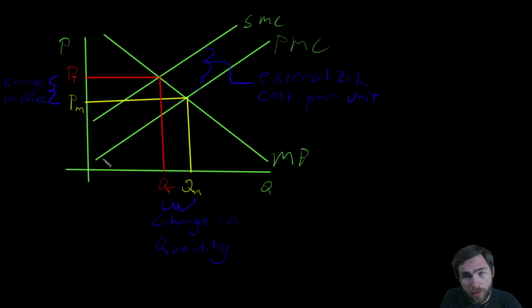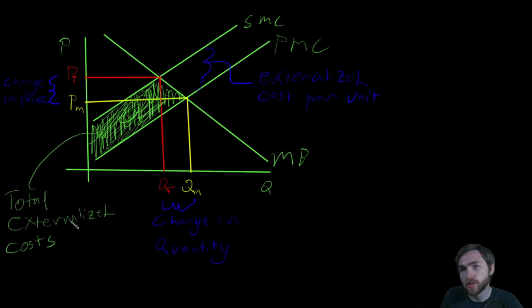And if we go just one step further into welfare analysis, this whole area that I'm shading in green are the additional social costs from production in the absence of any sort of intervention. So I just wanted to give you a quick tour of the diagram.